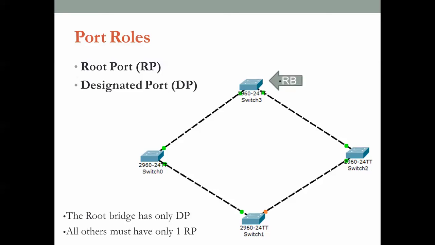So assuming this is our root bridge, then these, indicated by the gray arrow, become the root port. So as you can see, the root port is always the port which is facing towards the root bridge, and the green arrows indicate designated ports. Designated ports are the ones which move away from your root bridge.